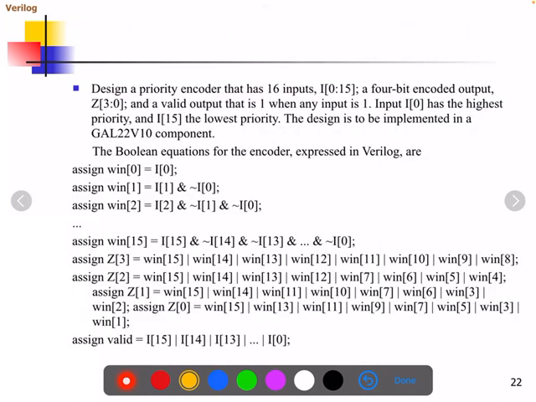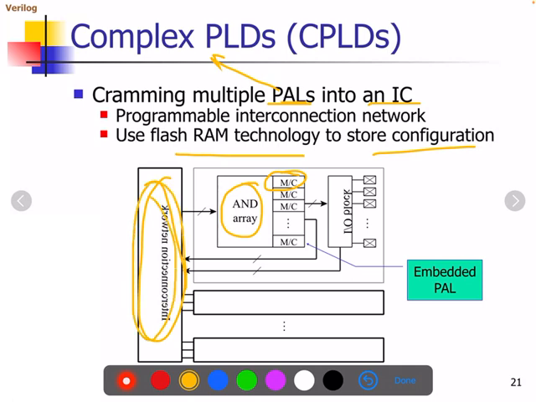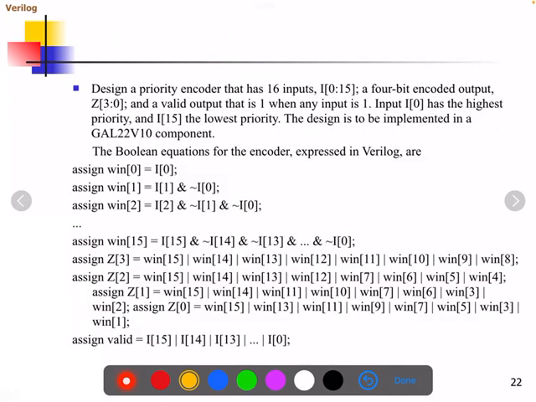Coming to CPLDs, complex programmable logic devices. Here, taking multiple PALs into one IC gives complex PLDs. A programmable interconnect is provided over here. It also contains flash RAM technology to store the configuration. You can see that the AND array as well as embedded PALs, multiple PALs, have been connected there, and a programmable interconnect network is connected. Okay, so those are CPLDs.